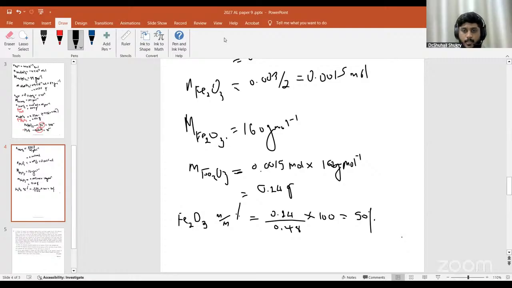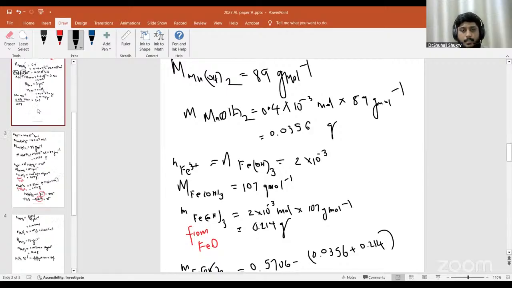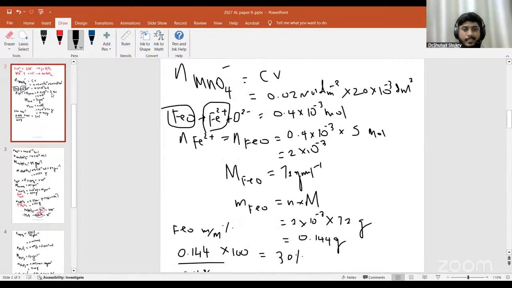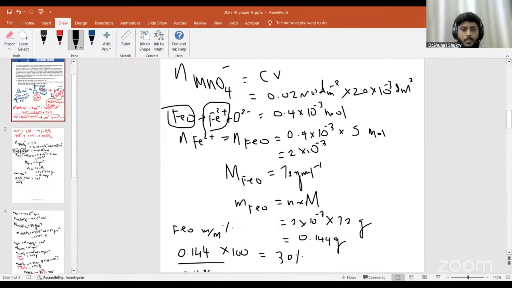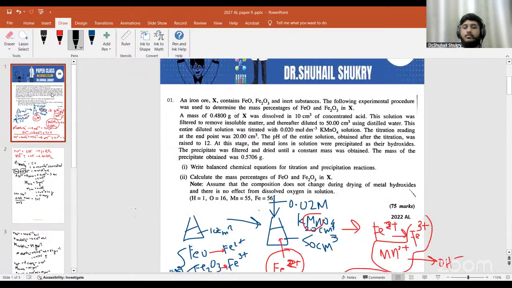So we have to go for a long journey to get these answers. But everything is connected. From the question itself, we should understand how it connects.